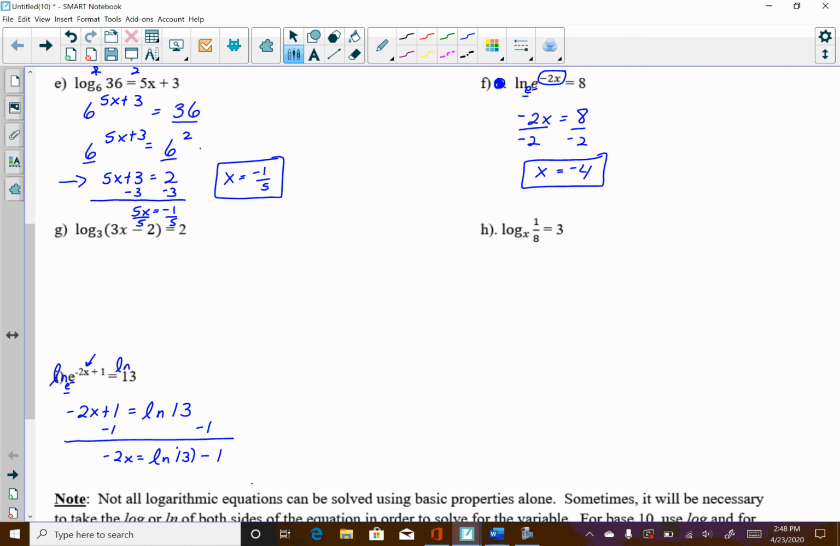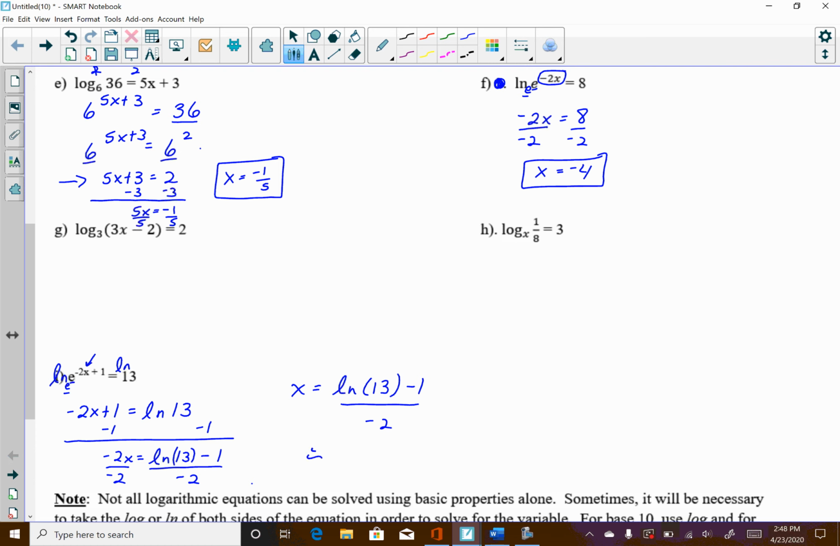You might want to put a parenthesis there just so you remind yourself you're only taking the natural log of 13. Okay, and then lastly, divide by -2. So exact answer then would be x equals the natural log of 13 minus 1, all divided by -2. And then as far as typing this in your calculator, you could just do it step by step. You could take natural log of 13, hit enter, then do -1, hit enter, and then divide by -2.